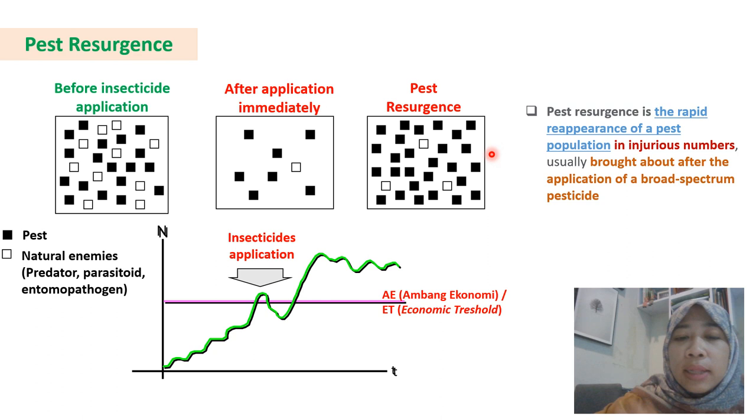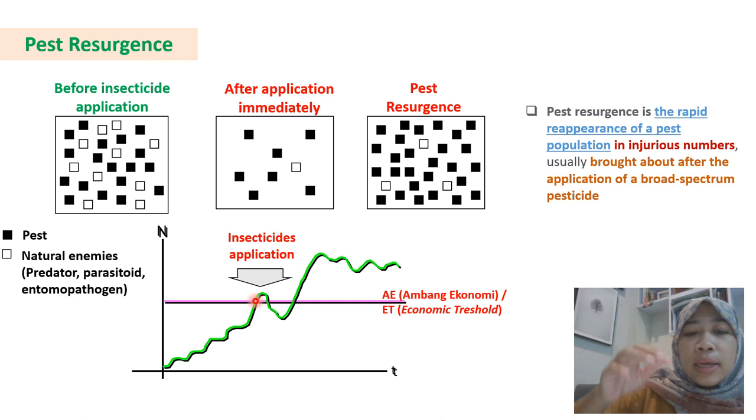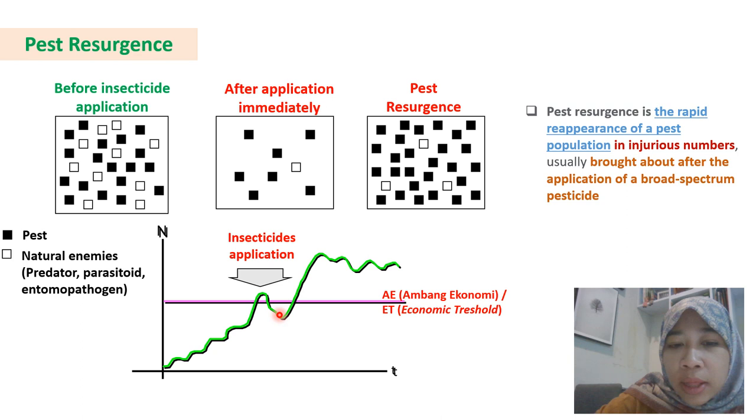From the graph, N is amount and T is time. The population of the pest, the green one, is below the economic threshold. And someday the population of this pest is over the economic threshold. So there is an insecticide application. What will happen after the insecticide application? The population will decrease. But what will happen after this? After this, the population increases, increasingly over, as you can see in the slide.